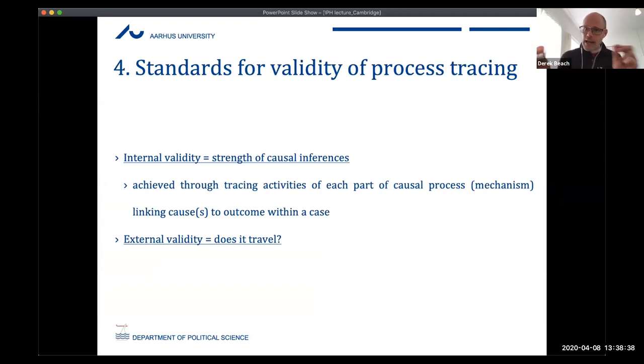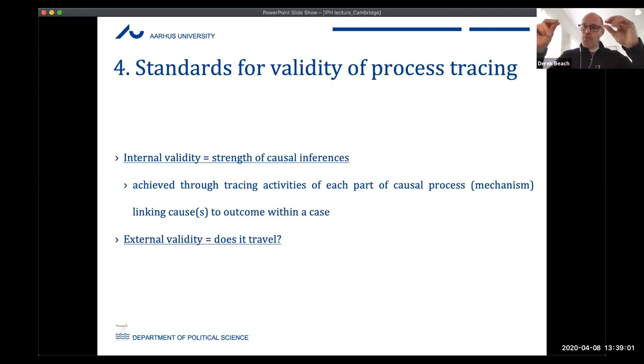And there's naturally a trade-off between these, because the stronger the internal validity of a particular case study is typically when we've really unpacked a process and have a lot of detailed information. But then that means that the theory that we get out of this is quite case or context sensitive. It's not necessarily going to travel very far.